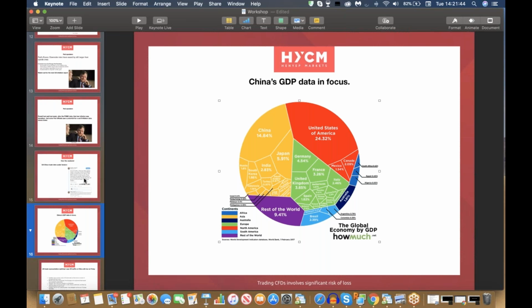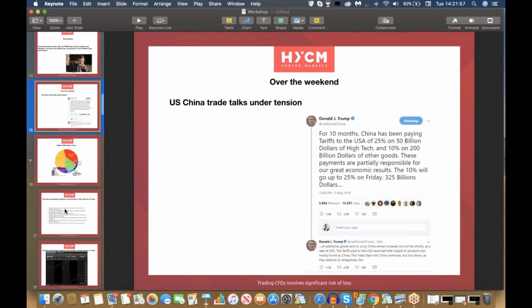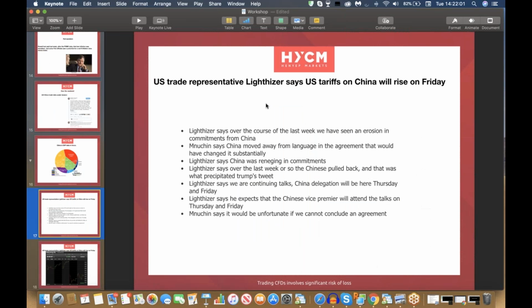So the idea of this being easily resolved is not going to be the case at all. And that's what happened with Donald Trump. He all of a sudden responded to what he perceived as a change in mood from China. And we had the US trade representative, Lighthizer, saying that the US tariffs on China will rise on Friday.